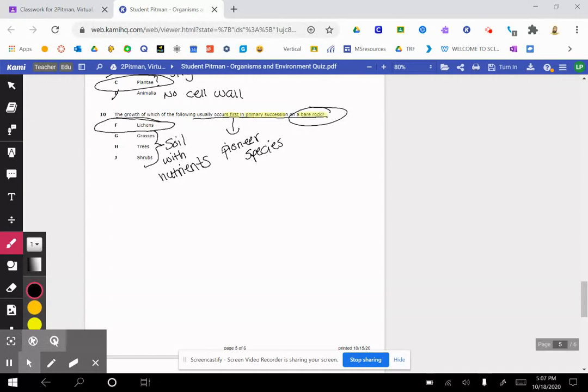Lichens are actually a combination of fungus and algae that can grow on the bare rock. They need much fewer nutrients in order to grow, and they don't have to have that nutritious soil.